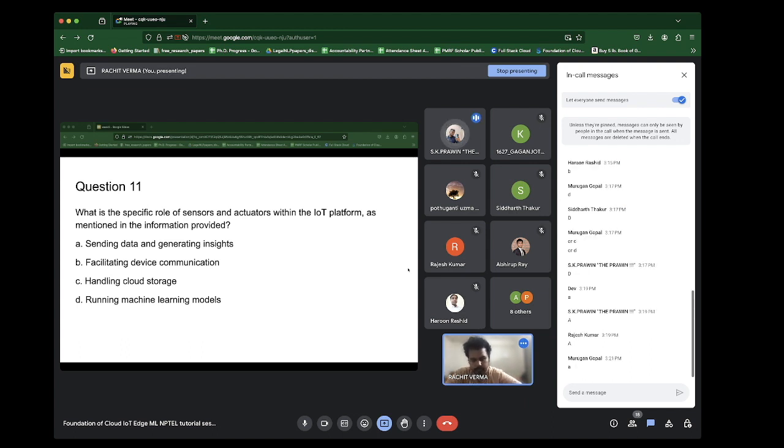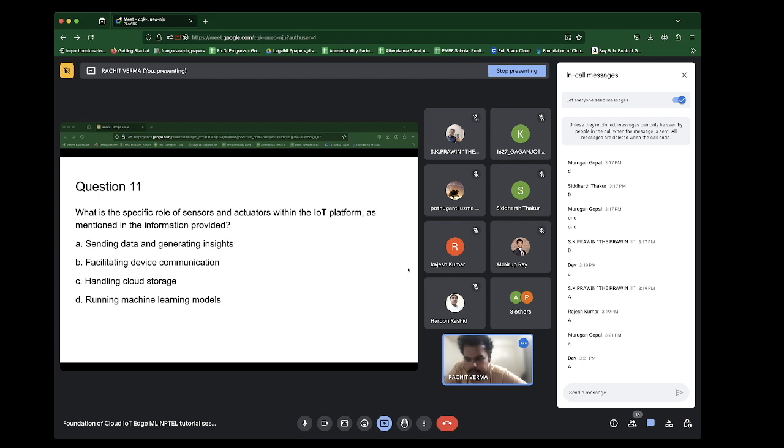D, running machine learning models. Any other option? A. Okay, fine. A. Good. So A is the correct answer.